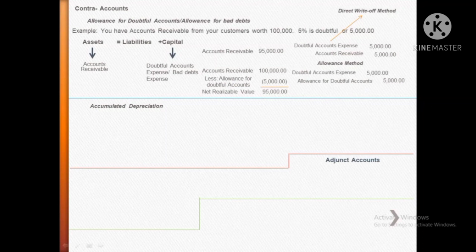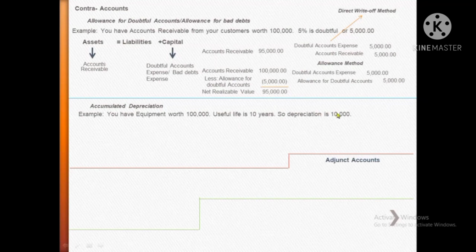Let's go to accumulated depreciation account. So this is a contra asset of depreciable assets like machinery, equipment, building, and etc. To understand further, we have an example. So you have an equipment worth 100,000 and it has a useful life of 10 years. So here, since there is no salvage value, 100,000 will become the depreciable amount immediately or automatically. Then you divide it by 10 years, so the depreciation is 10,000 per year.